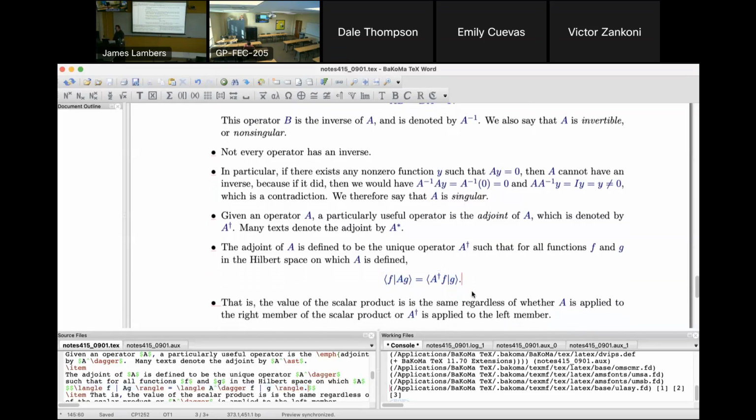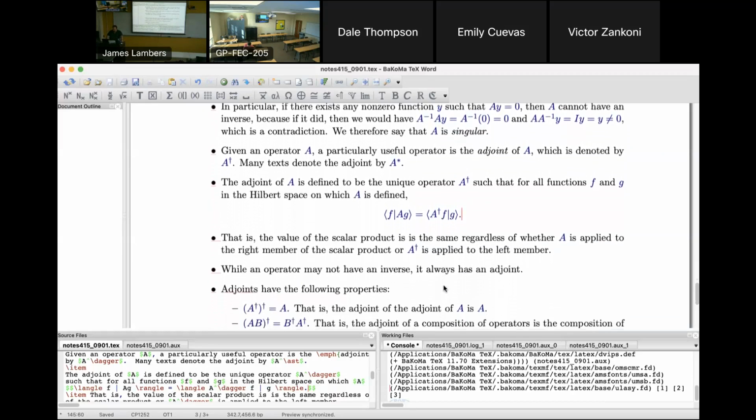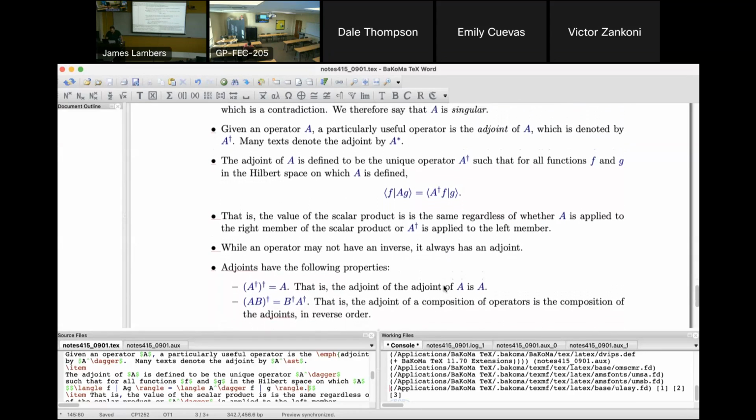So f scalar product Ag is the same as A adjoint applied to f, scalar product with g. So moving the operator A across the vertical bar changes it to its adjoint. And every operator has one. I'll show examples soon where you can find out what the adjoint is using this definition.